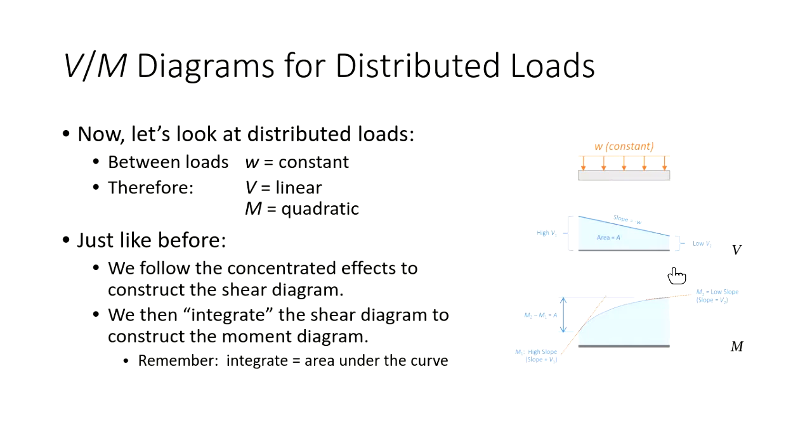I get x squared. I mean, x squared over 2. But the idea is if I have a function that's a line and I integrate that, I'm going to get a quadratic expression. And so that's why your moment diagrams under distributed loads look like parabolas, okay?